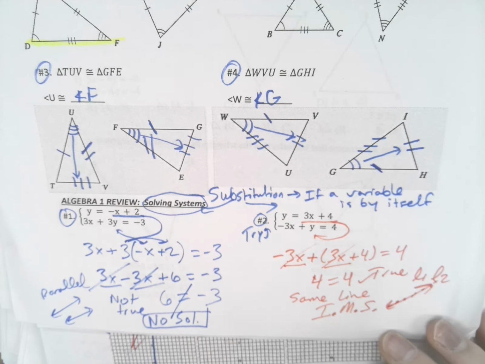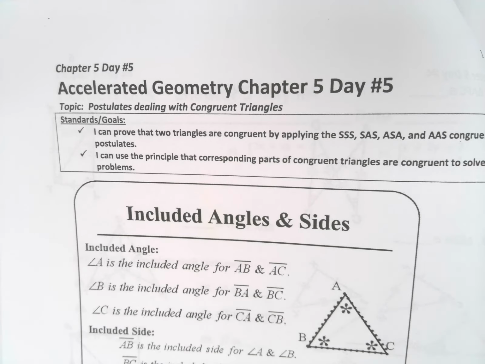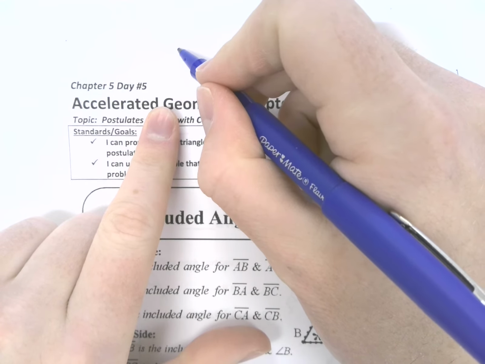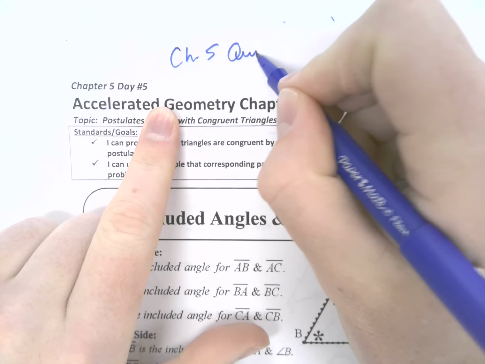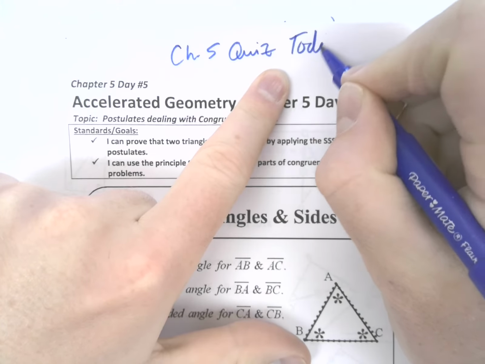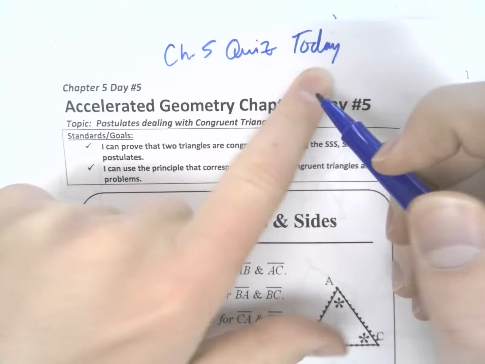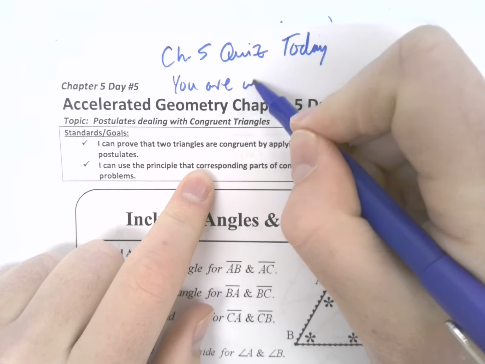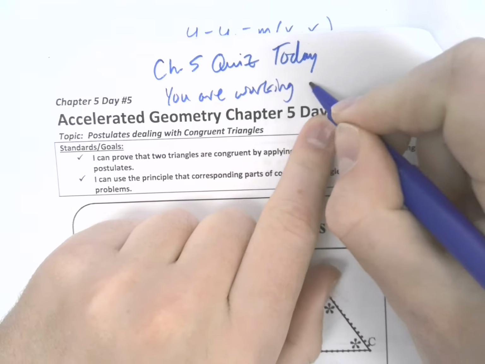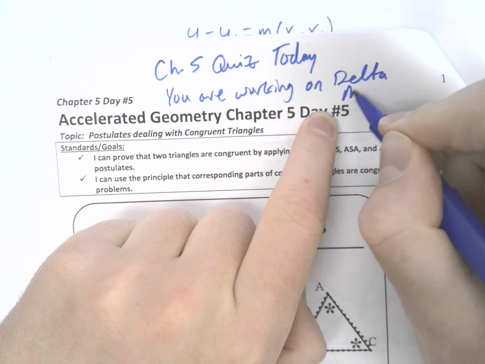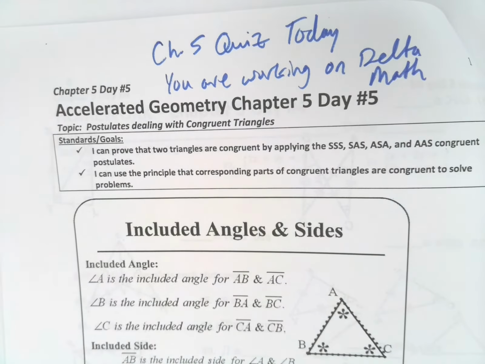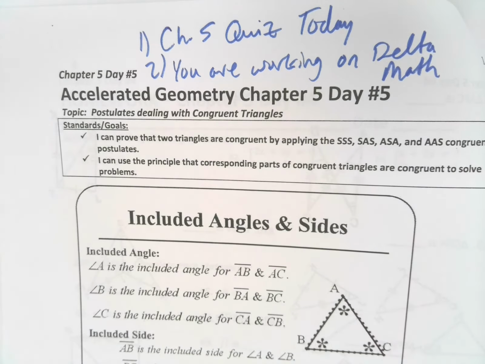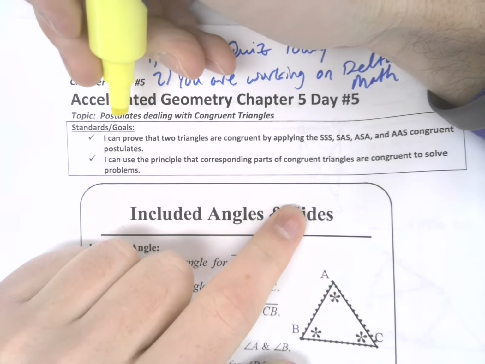All right, so now on to day 5. And before we get started, couple reminders. We have our Chapter 5 quiz. It's going to be posted today. Also, make sure you are working on Delta Math. Our Delta for this chapter has also been posted. So those are our 2 big housekeeping items to start. And now into what I think is a pretty neat day.